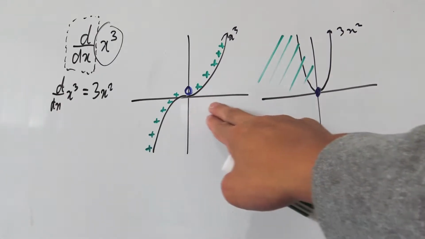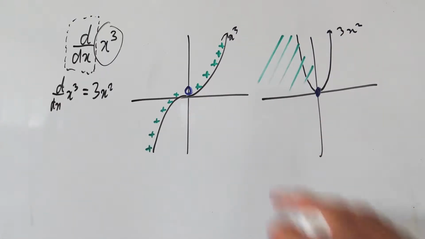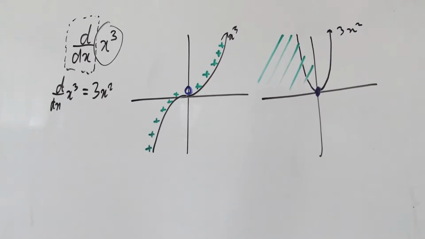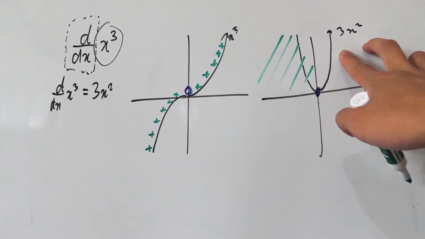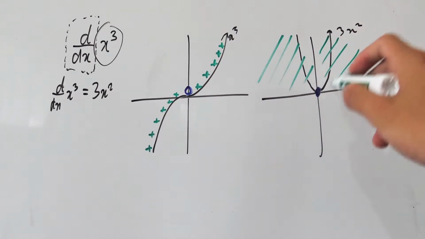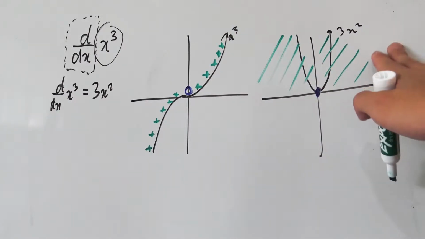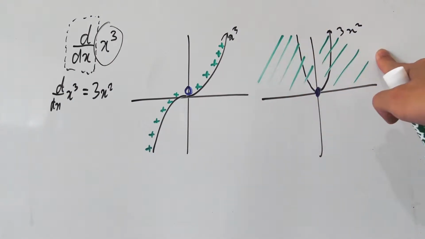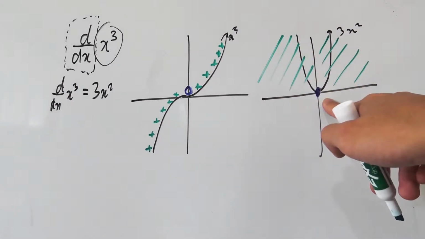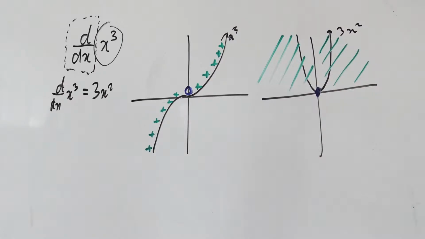And how about if we go onto the right hand side? Well, notice that the gradient is also positive. That corresponds to the value of our derivative being positive on the positive side of our graph. So you can see here the derivative of x cubed is always positive except for when x is 0, where the derivative is just 0.